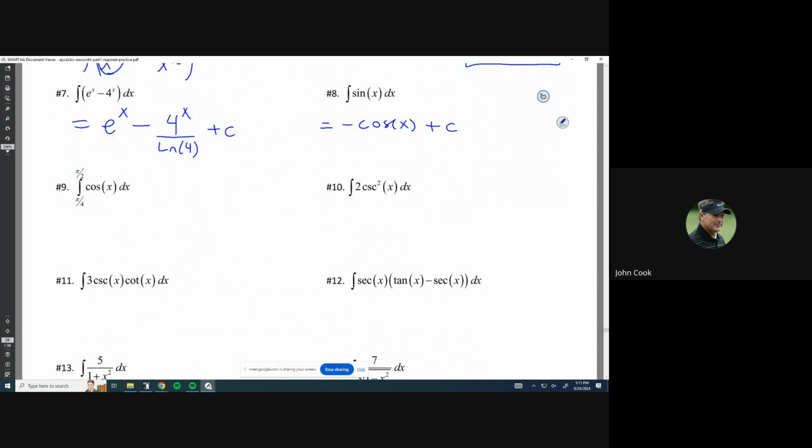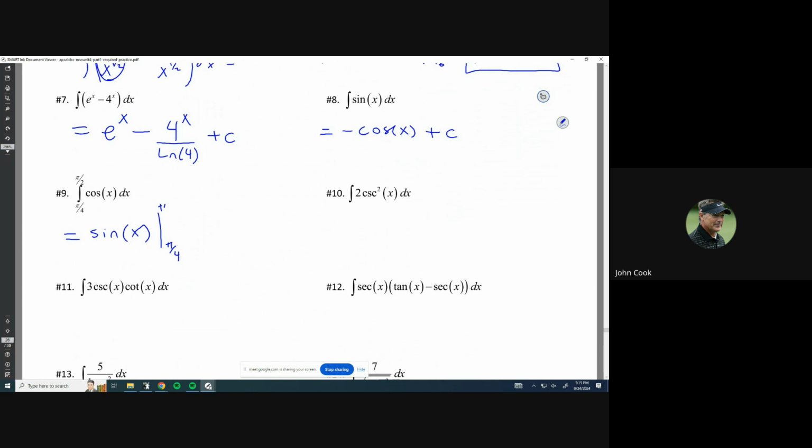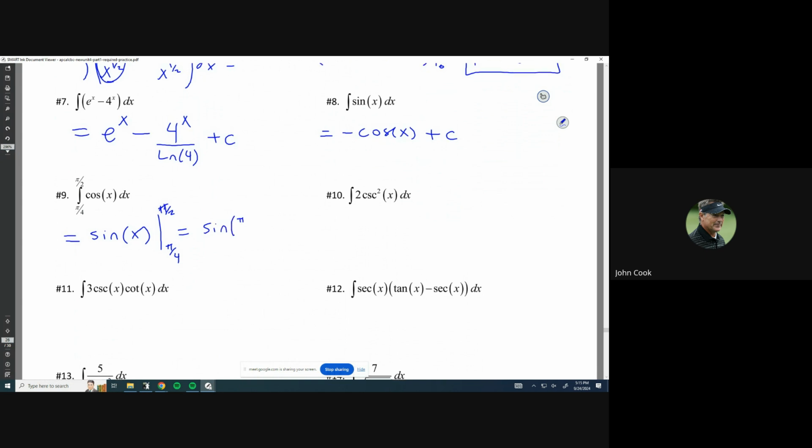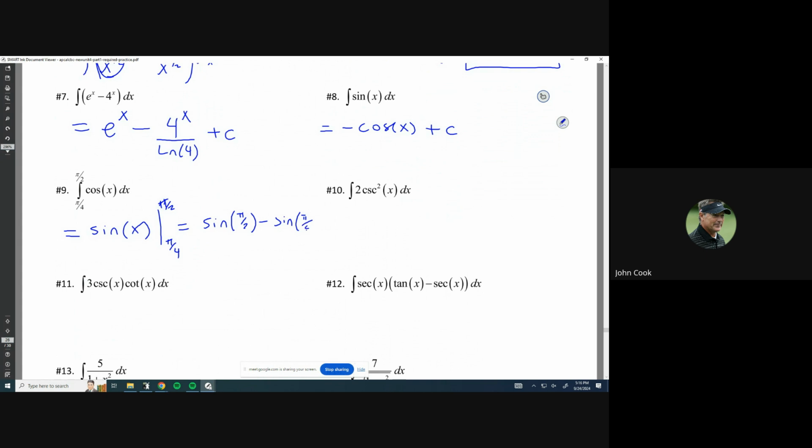Like cosine. The antiderivative of cosine is sine. So this becomes sine. And then it's a definite integral. So I'm going to plug in pi/4 and pi/2 and subtract them. So this becomes the sine of pi/2 minus the sine of pi/4. And then you can just leave it like that. There's your answer.